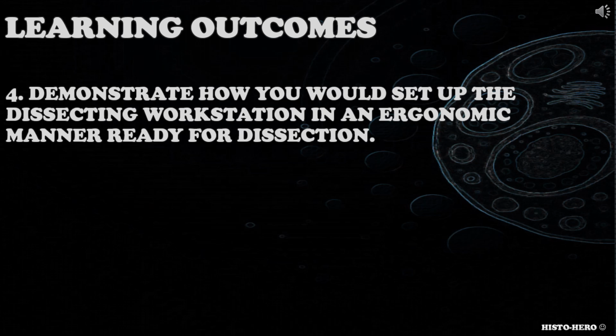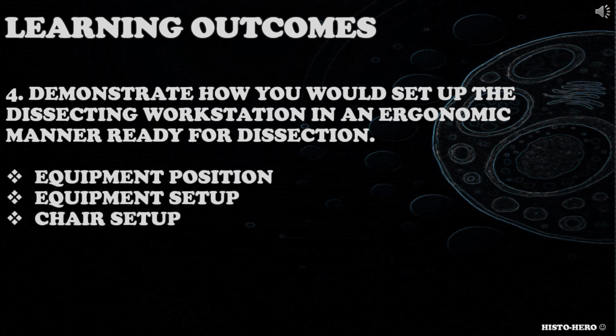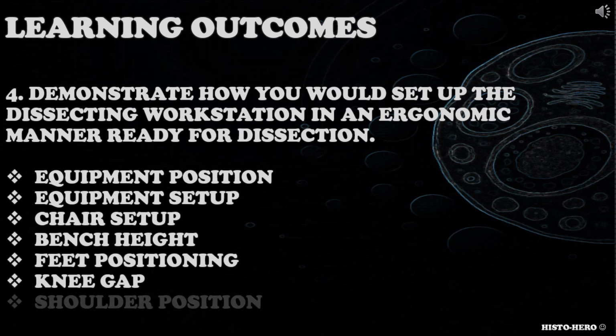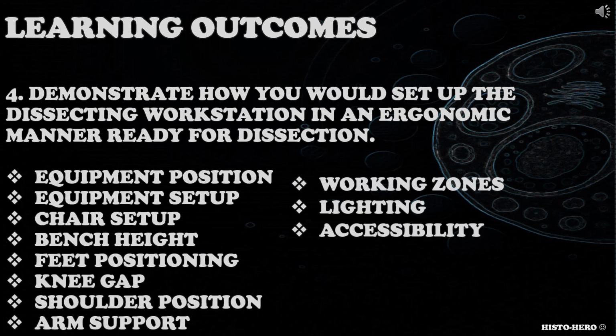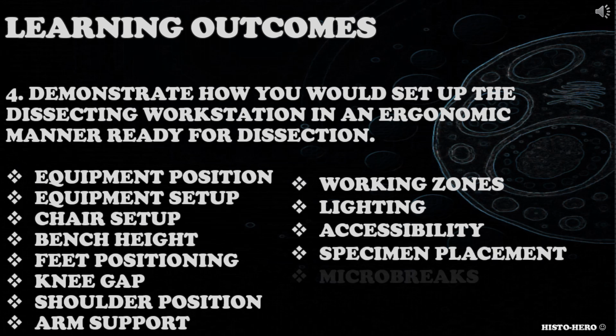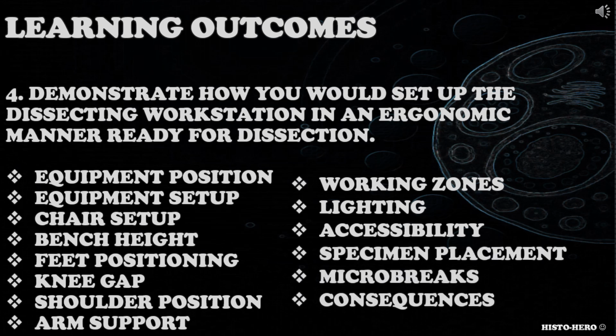The candidate could consider equipment needed, position of equipment, setup of equipment, ability to set up the chair and bench ergonomically, feet positioning, knee gap, shoulder position, arm support, working zones, lighting, accessibility to sink or bin, place for specimens, microbreaks, consequences of non-ergonomic setup, and so on.